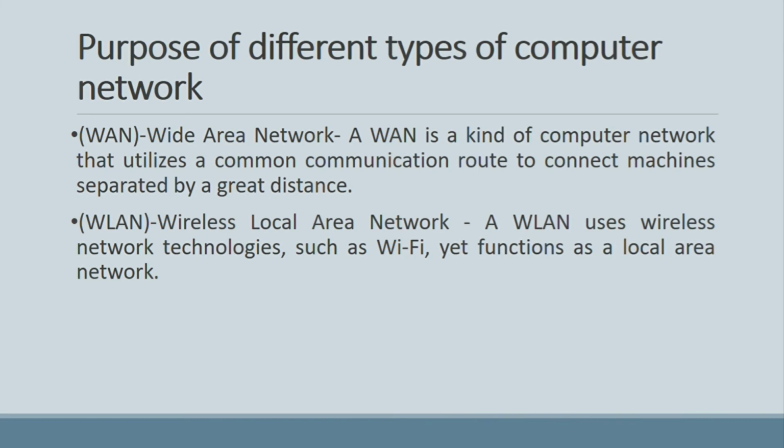Wireless local area network (WLAN) is a type of computer network that acts as a local area network but makes use of wireless network technology like Wi-Fi. This network does not require devices to communicate over physical cables like LAN, but allows devices to communicate wirelessly.